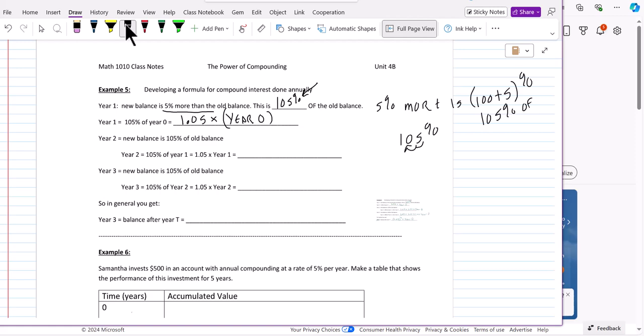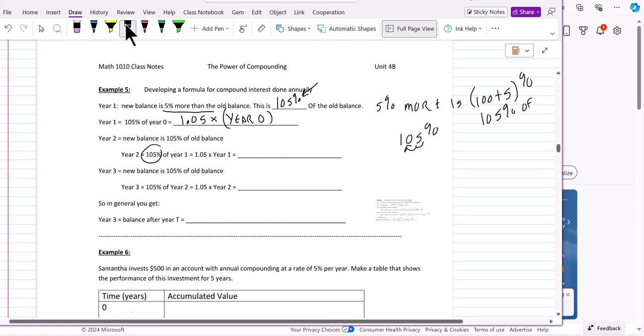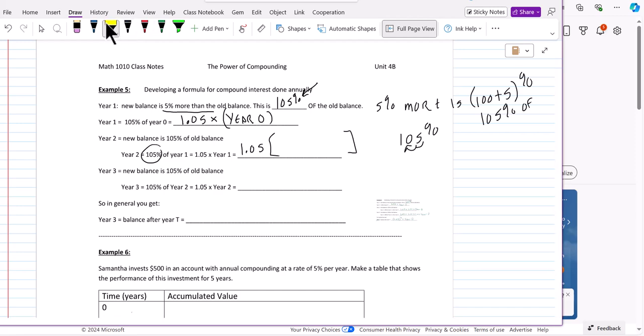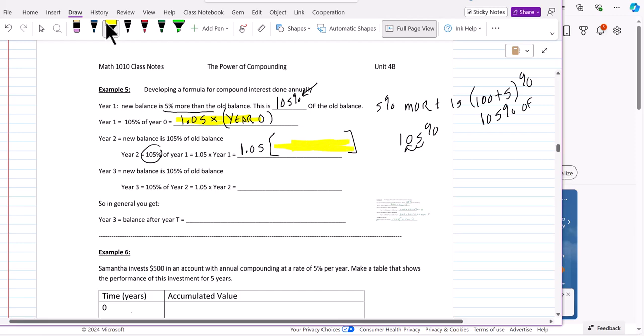Now, here's the next thing that happens. You go to year 2, now what you're going to do is you're still going to do 1.05, but you're going to multiply it by the principal you got by doing that calculation. Okay, so what I'm going to put here is 1.05 again times year zero.